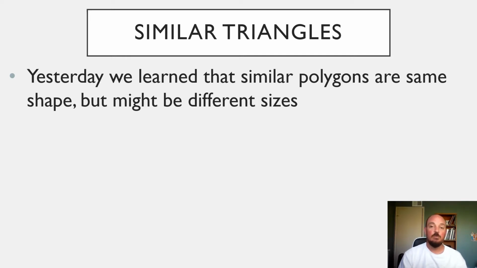So let's start with a quick summary of yesterday's lesson. We said similar polygons are shapes that are exactly the same except maybe different sizes. Maybe you have like a big version and a small version of the same thing.